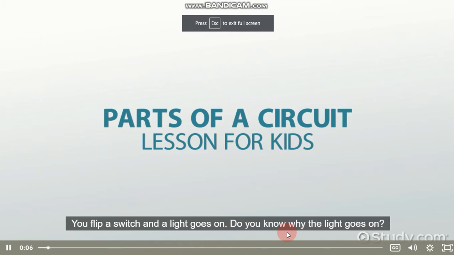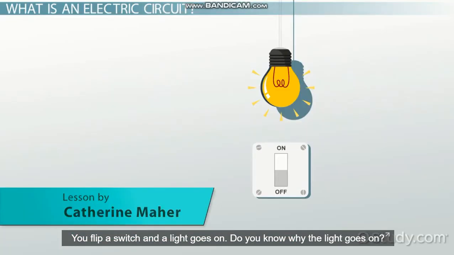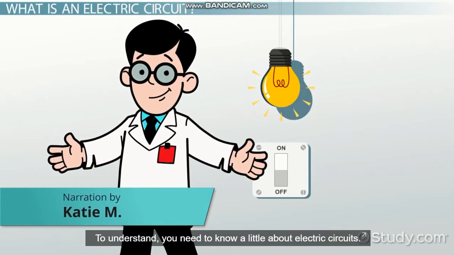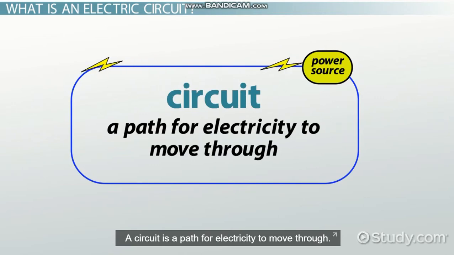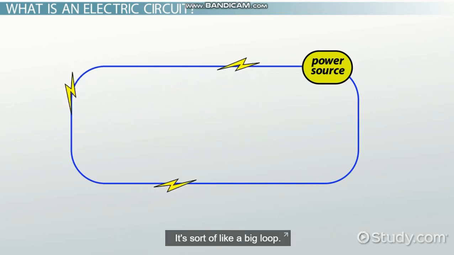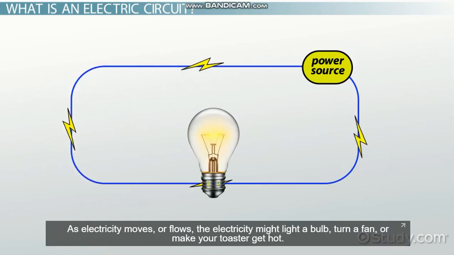You flip a switch and a light goes on. Do you know why the light goes on? To understand, you need to know a little about electric circuits. A circuit is a path for electricity to move through. It's sort of like a big loop. As electricity moves or flows, the electricity might light a bulb, turn a fan, or make your toaster get hot.